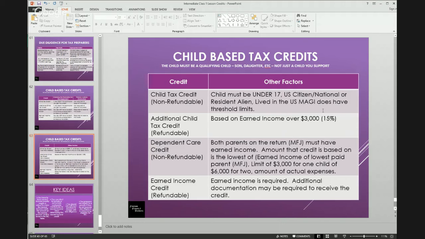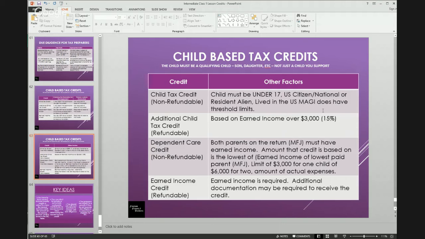As far as the additional child tax credit, that is a refundable credit, and it is based on your earned income. And what it is actually 15% of your earned income over $3,000. So if you made $4,000, you would get $150 of the credit you'd be eligible for, because you take the 4,000, subtract the 3, take 15% of the 1,000, and you get $150.